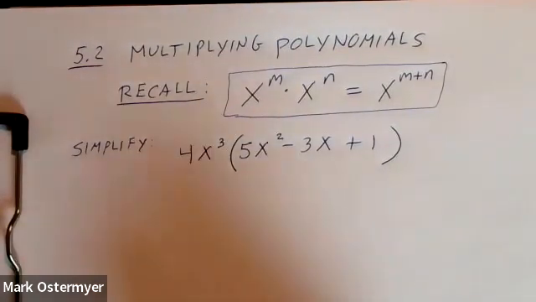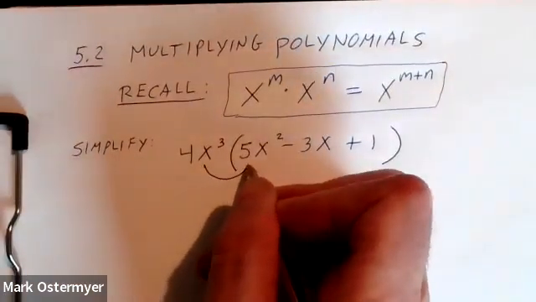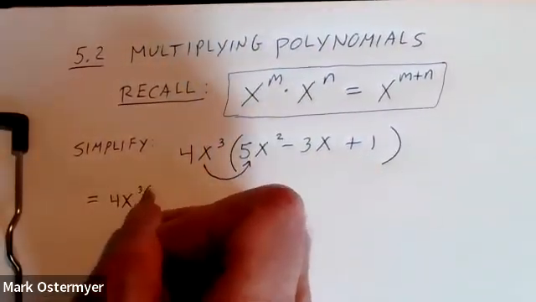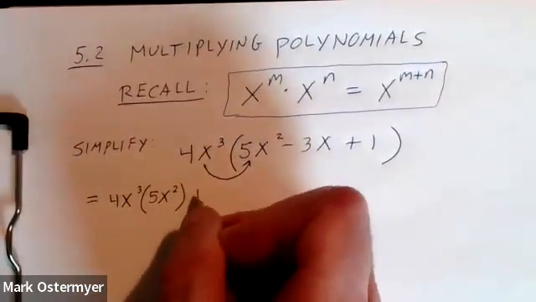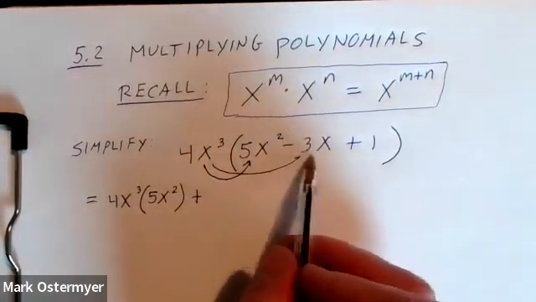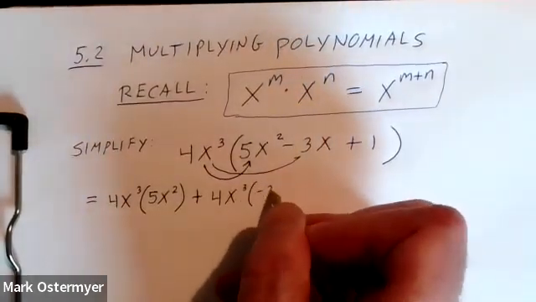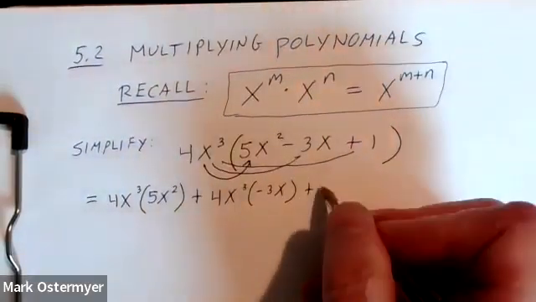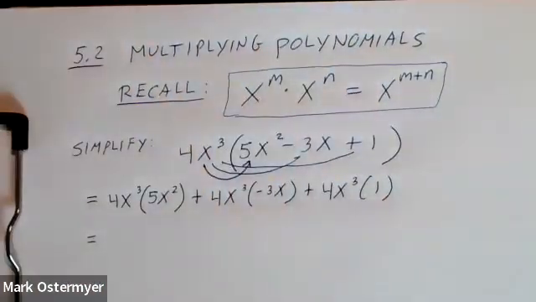To do that, we're going to have to use our distributive property that we used with real numbers. So this 4x cubed is going to have to get multiplied by the 5x squared. And I'm going to show this intermediate step. When you get better at this, you can omit this step. Plus, and then 4x cubed gets multiplied by, we should view this as a minus 3x. So 4x cubed multiplied by negative 3x. Plus 4x cubed gets multiplied by a positive 1. And this is what we have to take care of now.